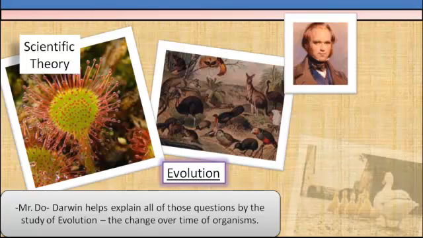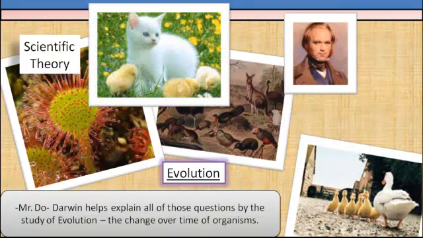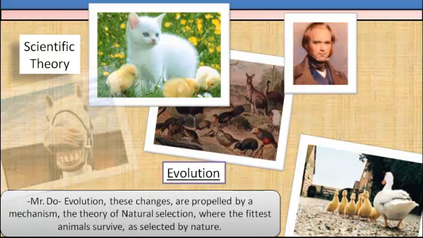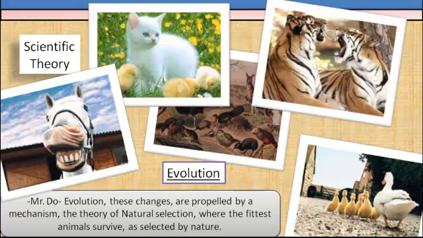Darwin helps explain all of these questions by the study of evolution, the change over time of organisms. These changes are propelled by a mechanism, the scientific theory of natural selection, where the fittest animals survive, as selected by nature.